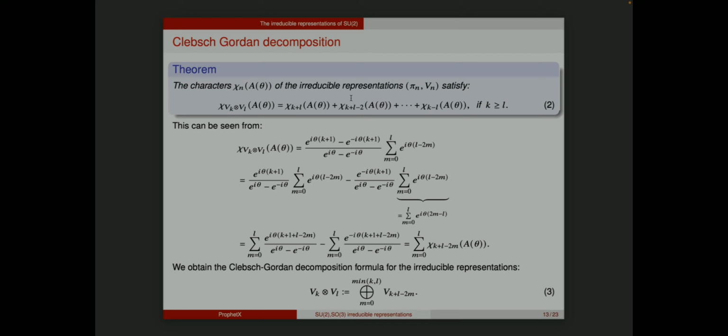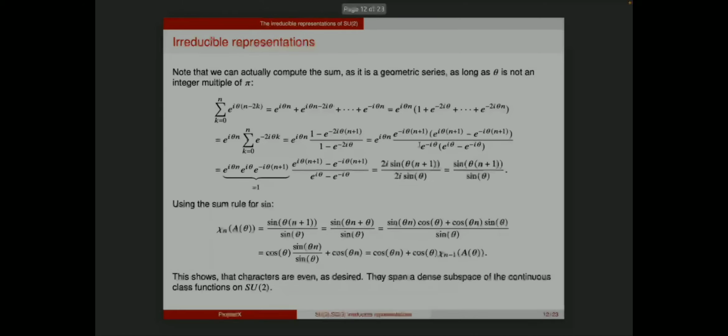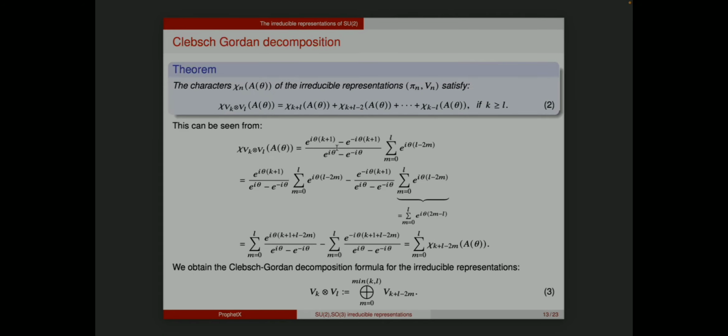And to see this, we basically just start from computing the character on the tensor product representation. So this is the product of characters of V_k and V_l. By the sum which we computed before, we can rewrite this as this. So this is the character of k, and this is the character of l.